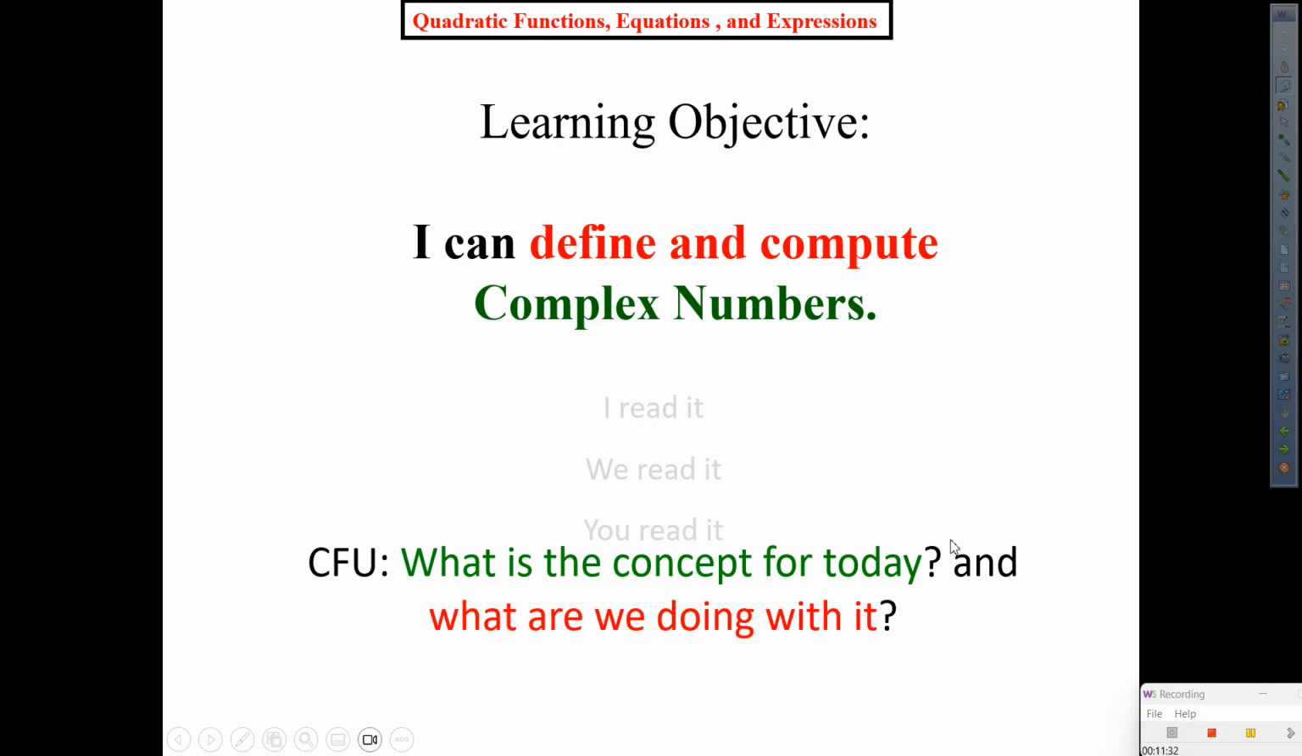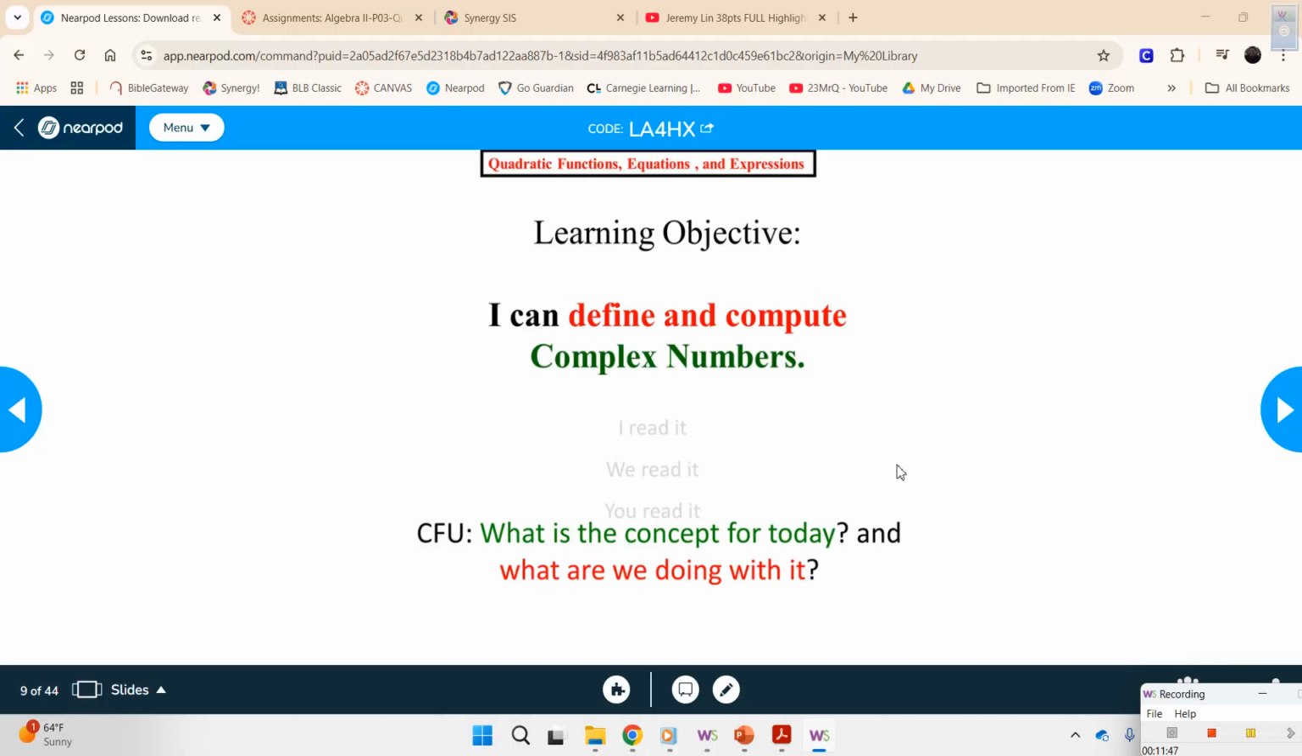All right. After that, get a Cornell note ready, please. We're continuing on with our complex numbers. Okay, we good? Yes, Mr. Q. All right, here we go. I can define and compute complex numbers. So, turn to your neighbor, let them know what complex numbers are in your own words without looking at your notes. What are complex numbers?